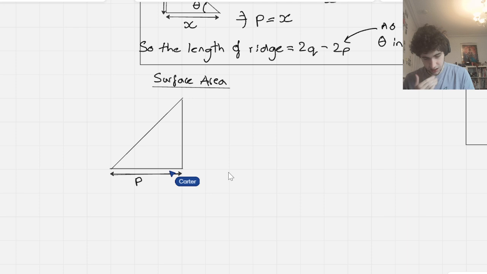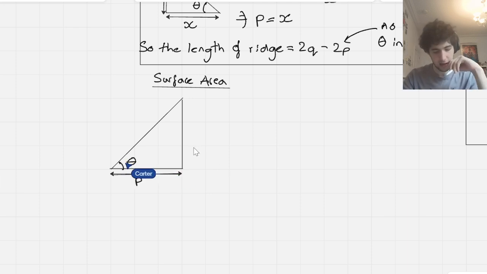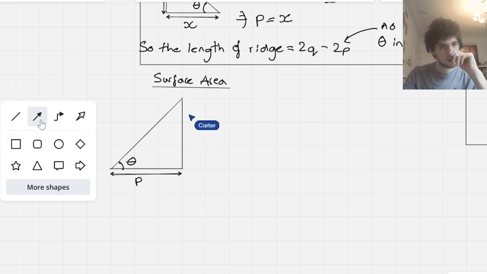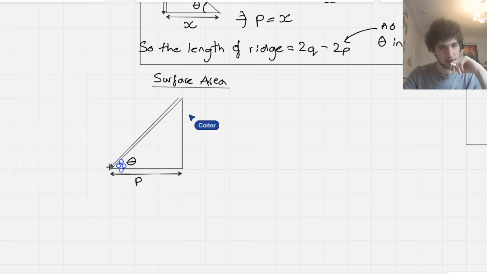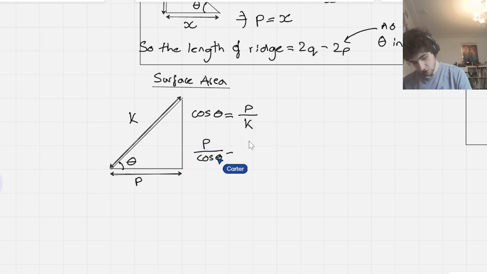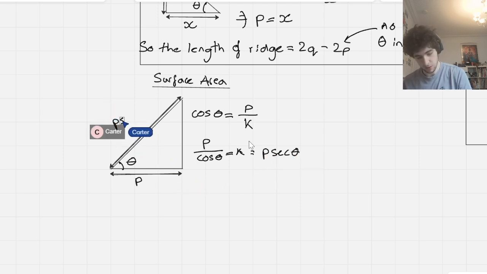We know that this incline is theta, and p, and so if we want to find out what this length here is, which is going to be k, this will make sense later, if we label that k, then we know that cosine theta is equal to p over k. So p over cosine theta is equal to k, and 1 over cosine theta is sec theta, so this is just p sec theta. So I can relabel k as p sec theta, and we'll be using that in the remainder of the question.